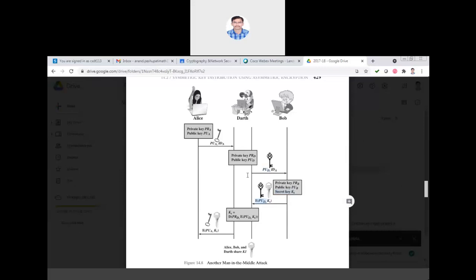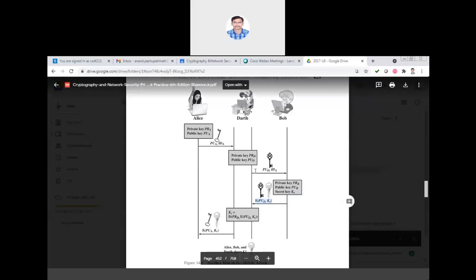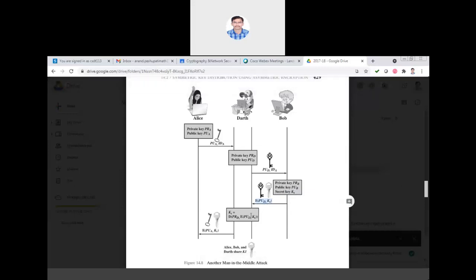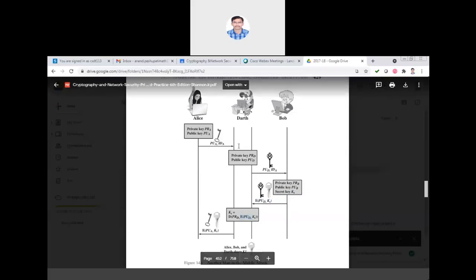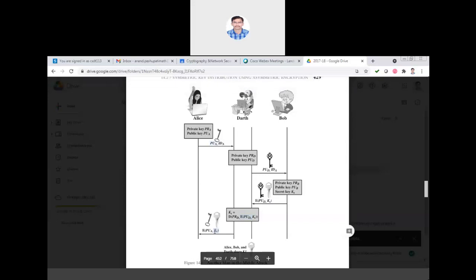Okay. Now what is Darth doing? Darth is able to decrypt it using his own private key, because the message was encrypted using his public key. So he can easily decrypt this message and he gets to know the session key sent by B. That was the process. And as Darth knows the public key of A, he encrypts the same session key using A's public key and sends it to A.